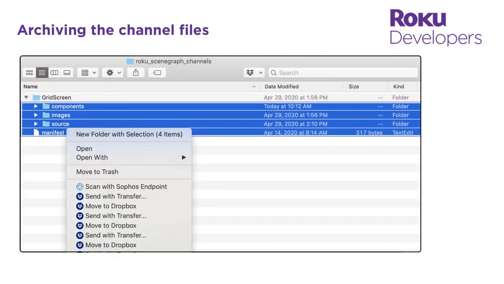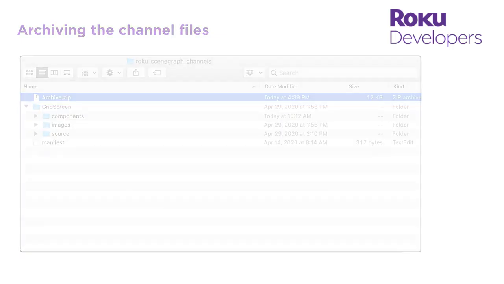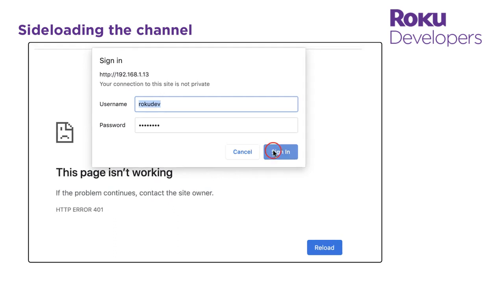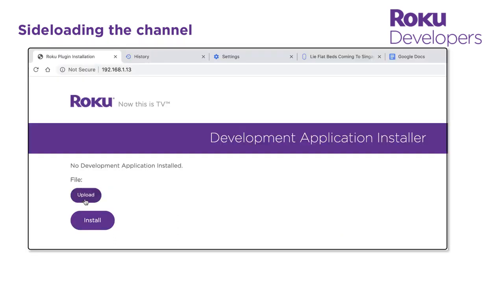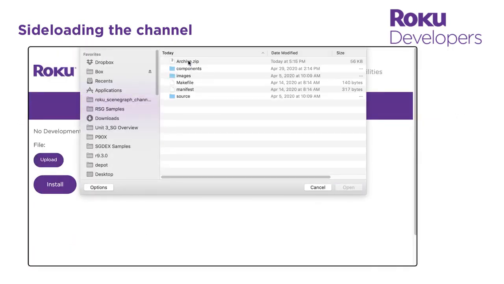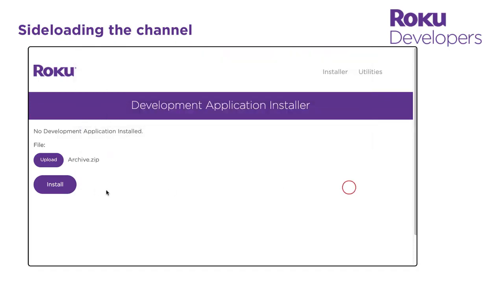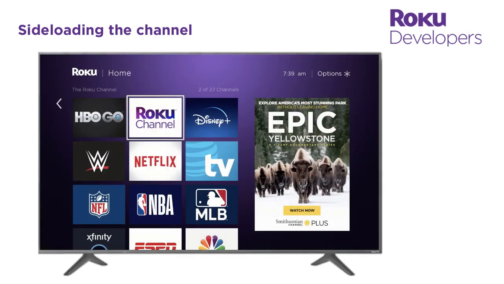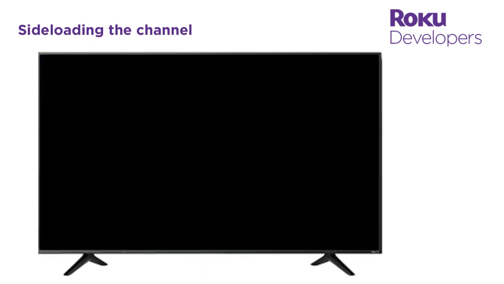Go to the root directory of your channel and zip all the contents. Open a web browser and enter the IP address of your Roku device, and then enter rokudev for the username, and enter the password you created when you enabled developer mode. In the development application installer, click Upload and then select the zip file for your channel. Click Install. The channel is automatically launched.